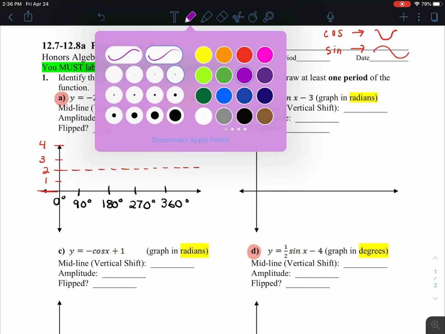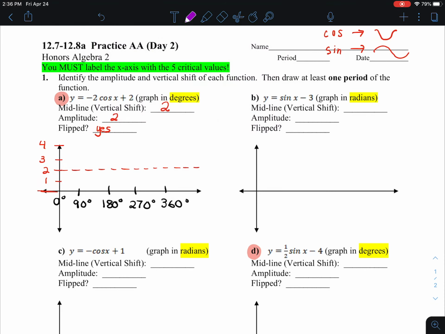Now I think we're ready to actually put points on the midline. When you start with your points, you always start with the midline. That's that dotted horizontal line. This is a cosine wave. Cosine waves cross that dotted midline at the 1/4 and 3/4 of the way through the period. So in this case that would be at the 90 and 270 degree marks.